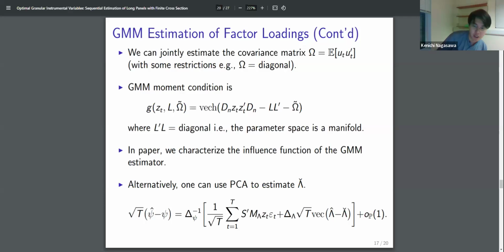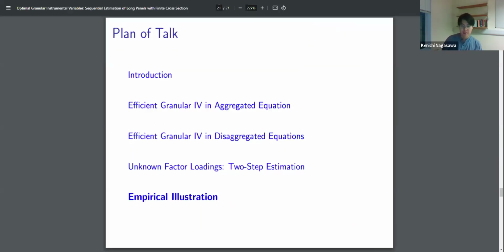An alternative to the GMM approach is to use PCA to estimate the factor loadings. But because we are considering settings where the number of cross-sectional units is fixed, for the PCA to be valid, you need a homoscedasticity assumption on the covariance matrix of the idiosyncratic shock. So that's a drawback. But I think PCA is easier to use, or easier to estimate, so that could be a potential advantage. Okay, so that was the second part of our contribution, characterizing the asymptotic distribution of the two-step GIV estimator.